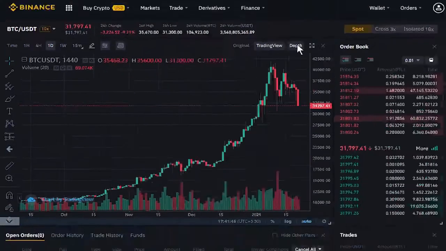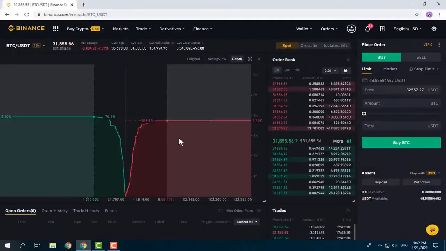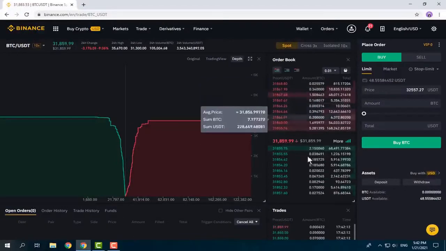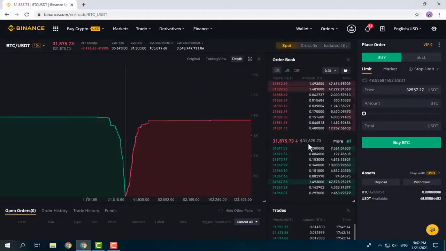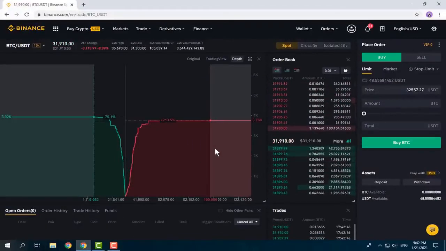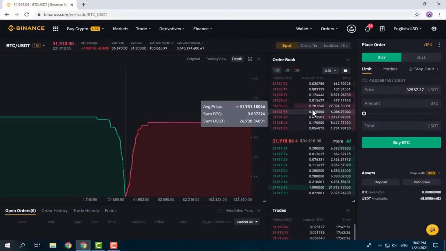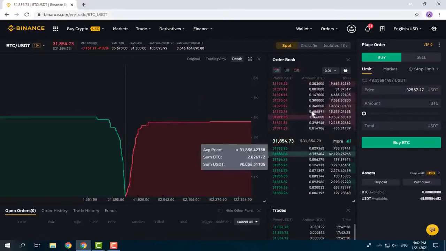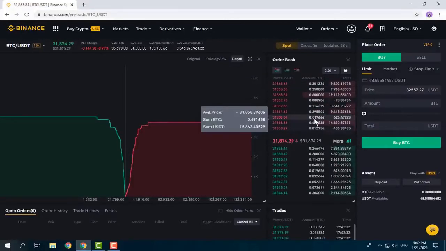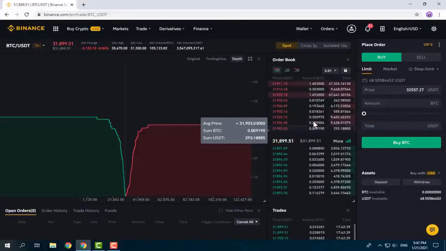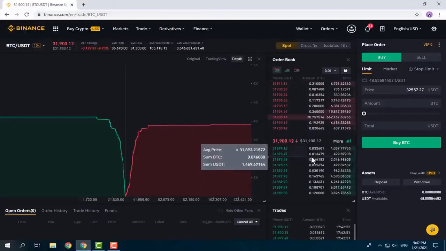And here's the depth graph, which is actually the graphical representation of the order book that you see here. You may ask, what is the order book? When you place an order to buy or sell, you will actually buy or sell from an order that is on the order book. And if the order doesn't exist in this order book, in other words, if no one is buying or selling at the price that you placed your order, your order remains in this order book until someone buys or sells at your price.